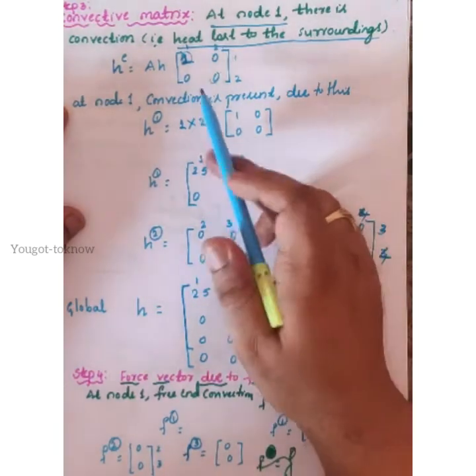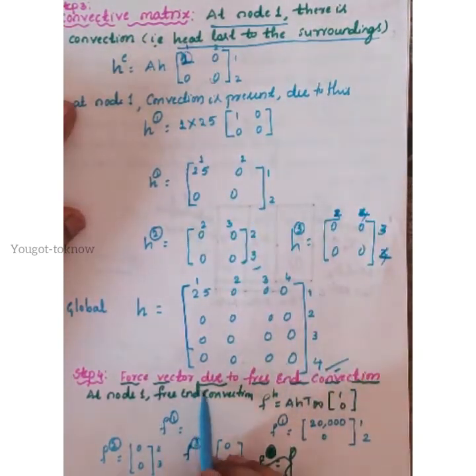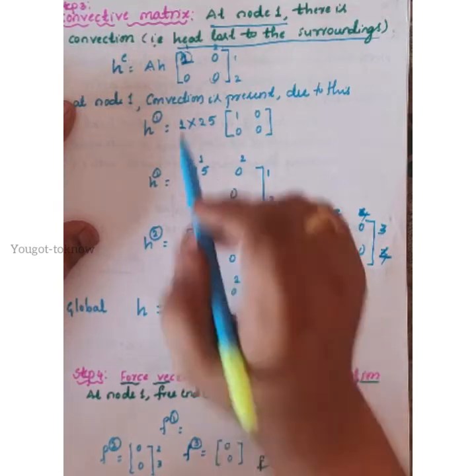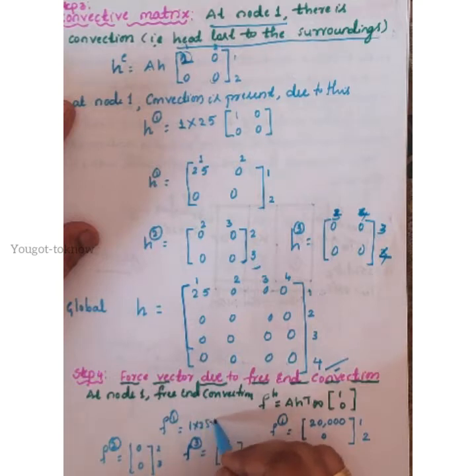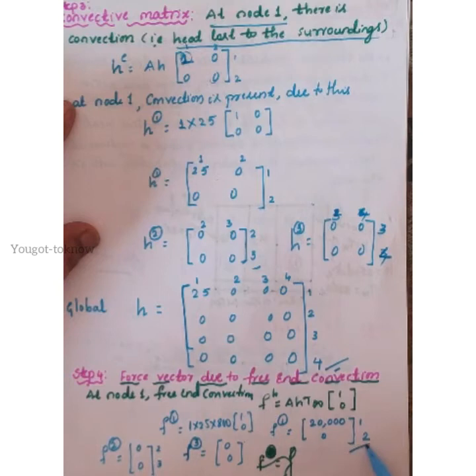After this convection, there is one more thing, the force vector due to free end convection. It is once again acting at node 1. The formula is A H T infinity. What is A? A is 1. What is H? 25. What is T infinity? 800. If you solve this, you get 20,000 and 0 for element 1. Similarly for element number 2, there is no convection, 0 0. Similarly for element 3, 0 0.